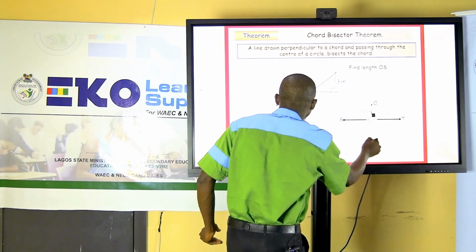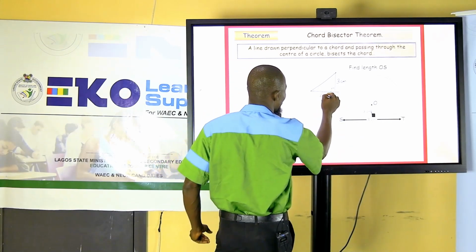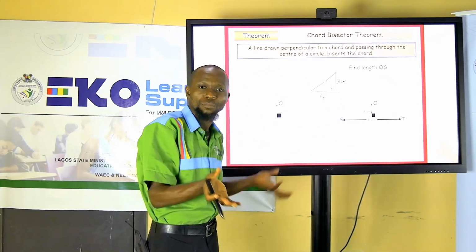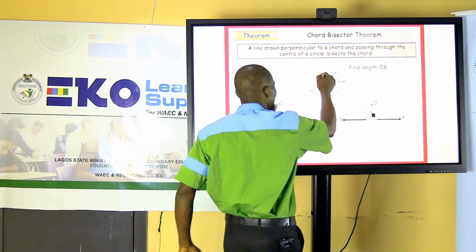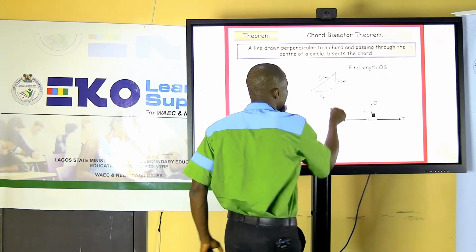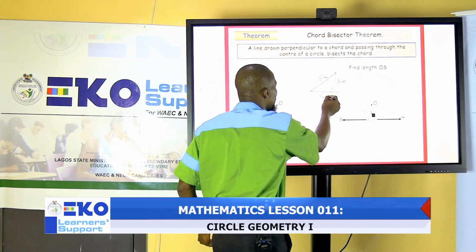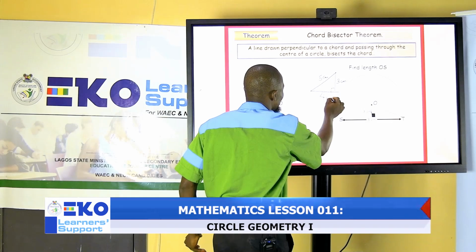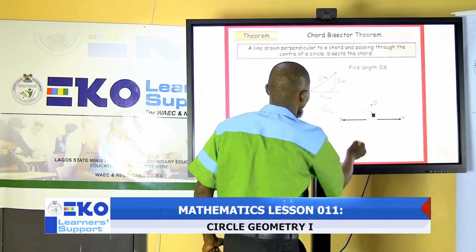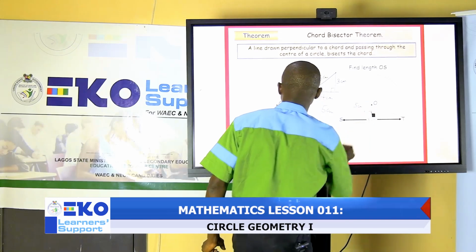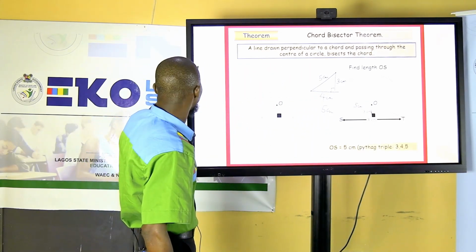This is a bisect. This 8 will be divided into 2. So this is 4. And from Pythagorean triplet, if you have 3, 4, this will be 5 centimeter. Or you can use your Pythagoras theorem. 3 square plus 4 square must give us this square. So the answer is 5 centimeter. Length OS is 5 centimeter. So that is the solution to that. OS is 5 centimeter. All right.